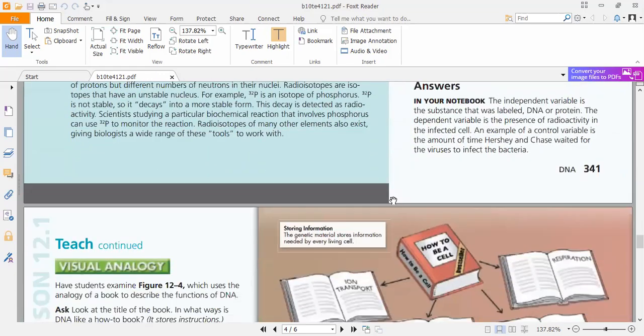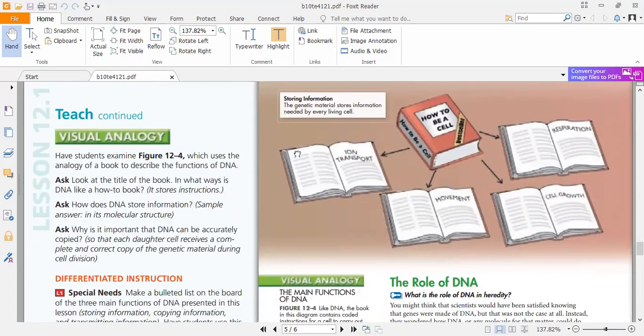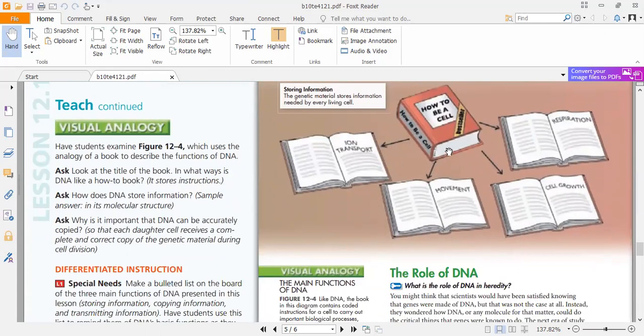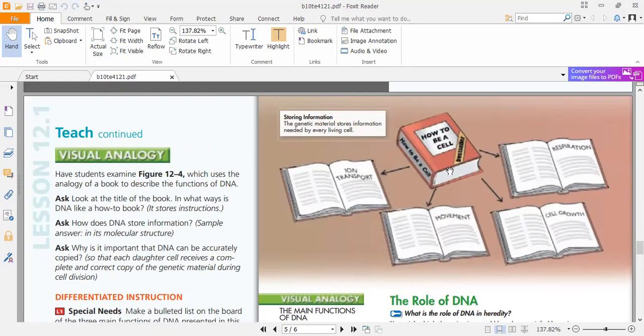Then we spoke about the genetic material being something like a book. When I'm speaking with you about your genetic material, like the book, it contains all the information about your cells. What are the properties of the book? What are the properties of your genetic material?